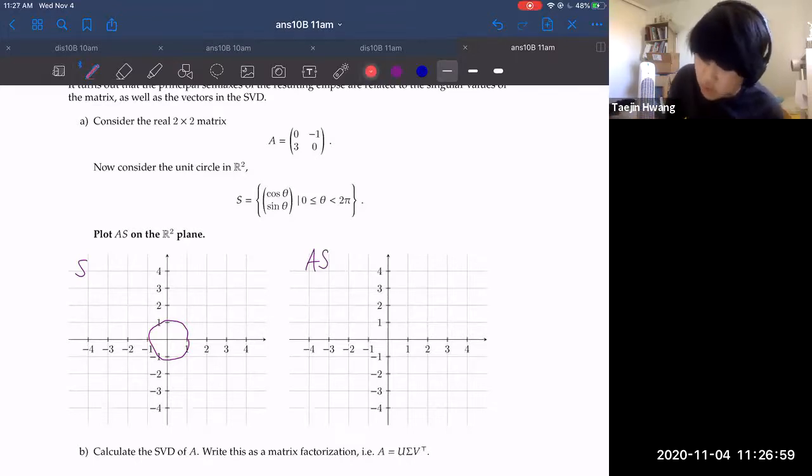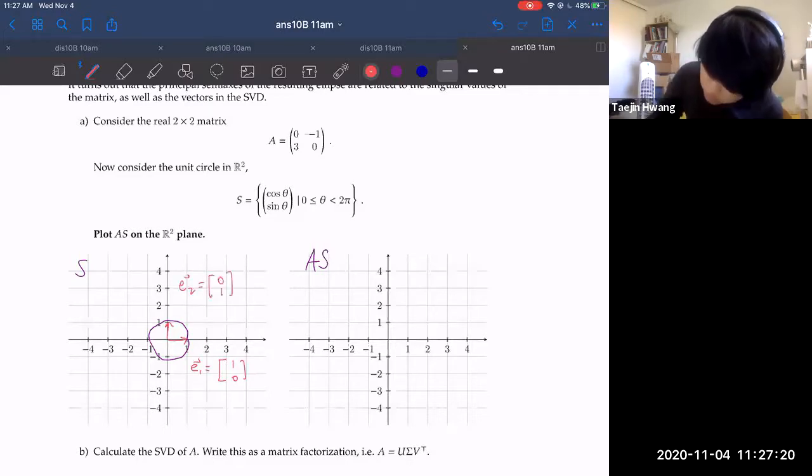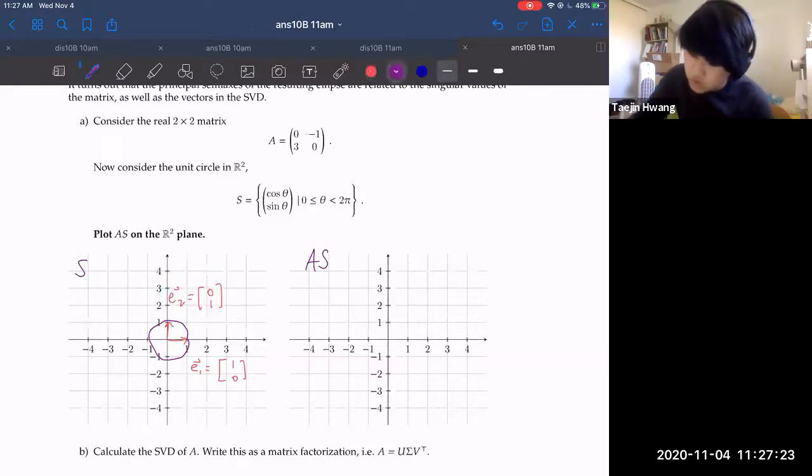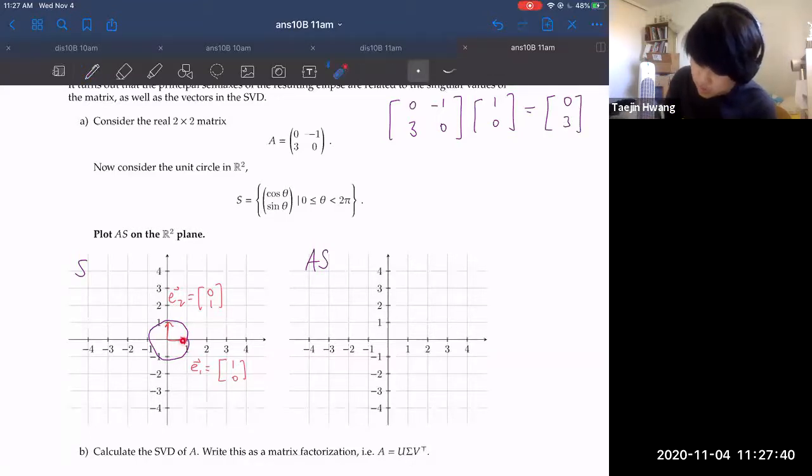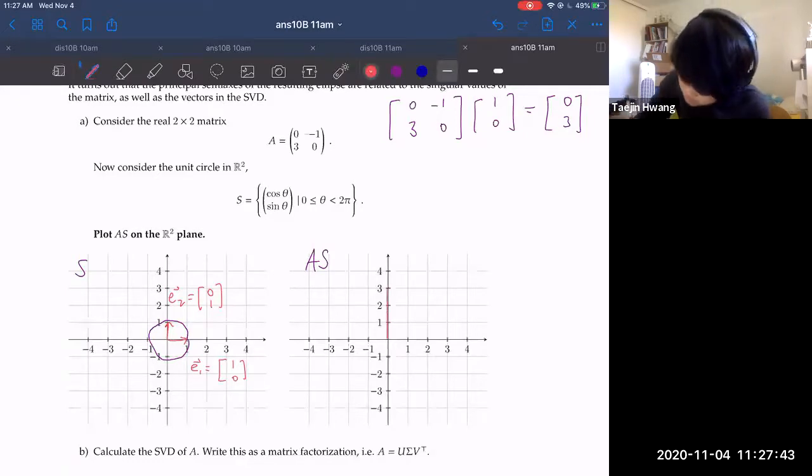And I'm not going to do it for all vectors because obviously it's not possible to do computationally, but we can take a look at a couple of vectors. I'm going to take a look at standard basis vector E1, which is 1, 0, and E2, which is equal to 0, 1. So let's take a look at that first. If we take the matrix A and we multiply it by 1, 0, then we can see that the resulting matrix multiplication is going to be 0 and 3. So this vector E1 gets mapped to the vector 0 and 3.